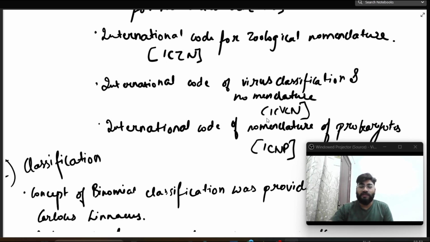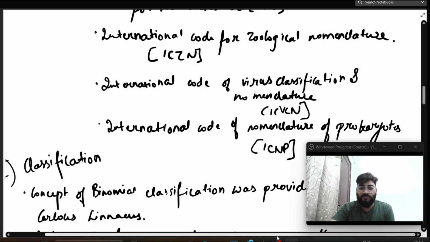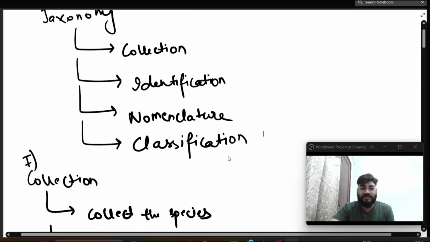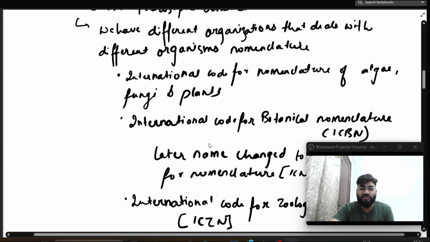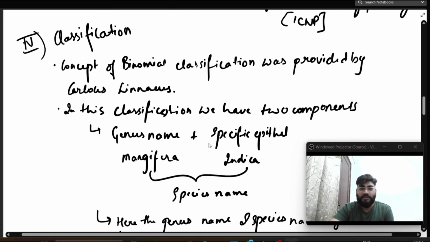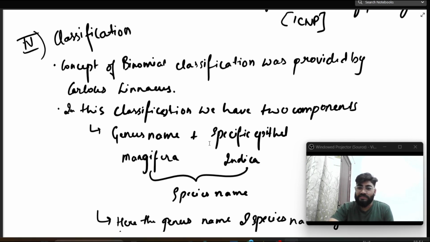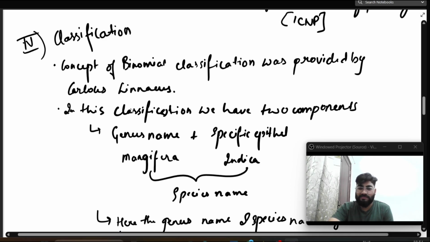Classification, the last point. As we were talking about the four steps: collection, identification, nomenclature, all three of them have been completed till now. What exactly is classification? We'll get into it. The concept of binomial classification and binomial nomenclature was provided by Carolus Linnaeus. As I have already told you, Carolus Linnaeus, this name, get used to it because it is going to come back again and again.